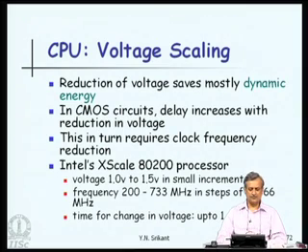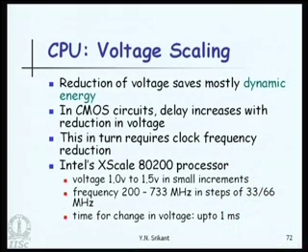For example, inside the Intel Xscale 80200 processor, voltage can be changed from 1.0 to 1.5 volts in small increments. Automatically, the frequency will also change between 200 to 733 megahertz. In other words, the highest frequency may be 733 and the lowest frequency would be 200, in steps of 33 or 66 megahertz. So, if we increase the voltage, frequency increases. If we reduce the voltage, frequency also reduces.